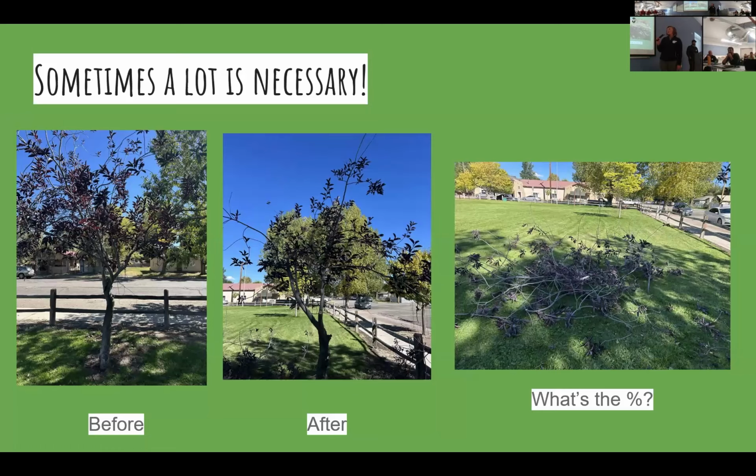This is a chokecherry tree in a park in Alamosa, and it's got some stuff going on. There's a dead limb on one side, and then it's got several co-dominant leaders coming off of it. It had a lot going on. And this is how the tree looked after I pruned it. Does anybody know how much percentage I took off of this tree? 75. You're going to get a lot of different numbers.